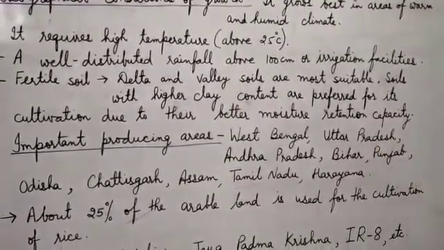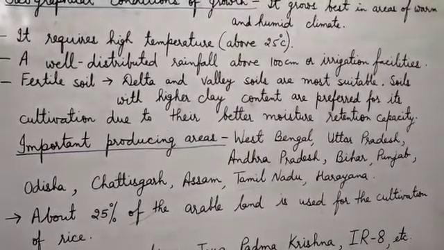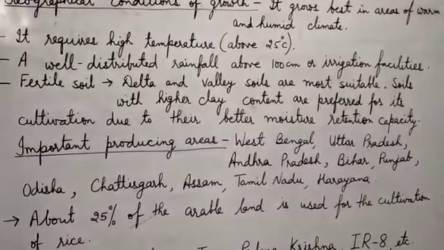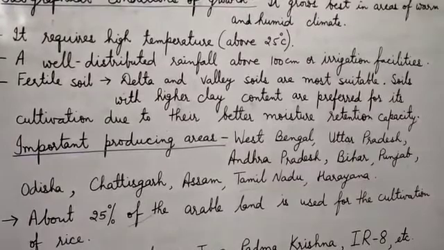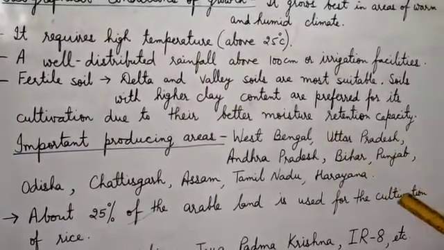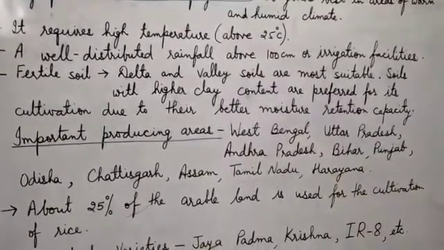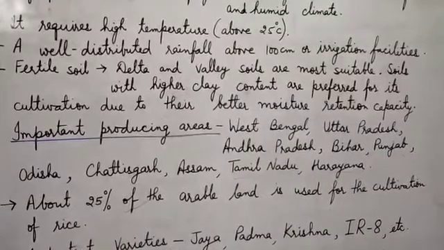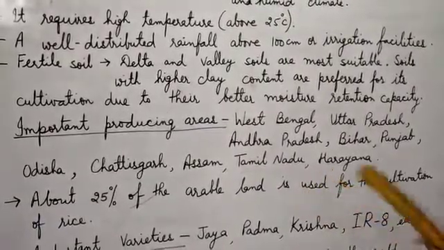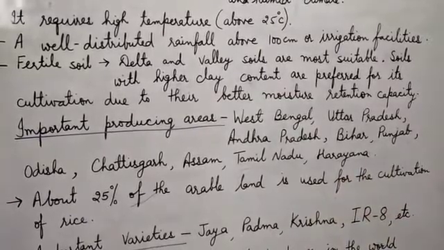Now let us see which are the important producing areas of this crop in India. So rice grows well in the plains of North India and also in northeastern India, coastal areas of India, and the deltaic regions of India. So let us see which are the important states. West Bengal, UP, that is Uttar Pradesh, Andhra Pradesh, Bihar, Punjab, Haryana, Odisha, Chhattisgarh, Assam, Tamil Nadu, and also Kerala. They are important producing areas of this crop in India. About 25% of the arable land, arable land meaning the land which is suitable for growing crops in India, is used for the cultivation of rice.